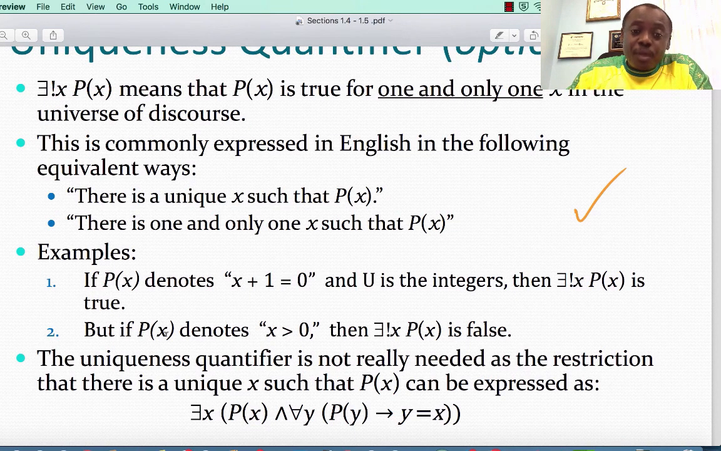But if p of x is the statement x is greater than 0, then there exists a unique x such that p of x means there is a unique integer that is bigger than 0. That's not true. 1 is bigger than 0, 2 is bigger than 0, 3 is bigger than 0, 4 is bigger than 0, and so on and so forth. So there exists a unique x such that p of x is true is false. It has to be the one and only, nothing else.